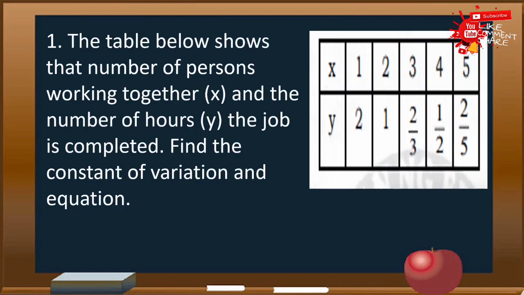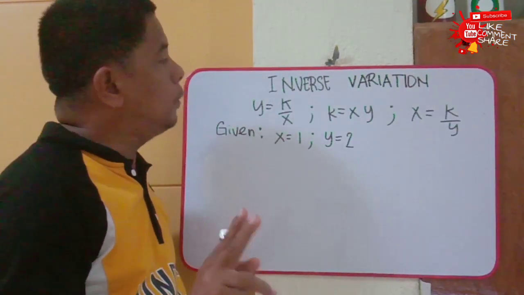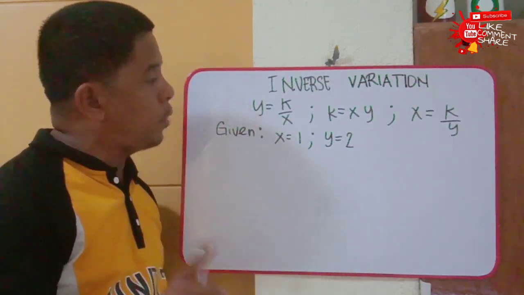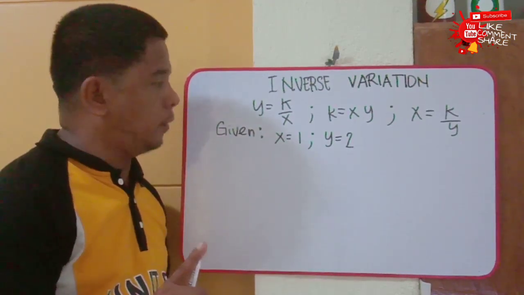Example number 1 in the inverse variation. The table below, or on the right side, shows the number of persons working together. So this X represents the persons working together, and Y, the number of hours the job is completed. Find the constant of variation and equation. Example for the inverse variation. So find the constant of the variation and equation. So for the example number 1.